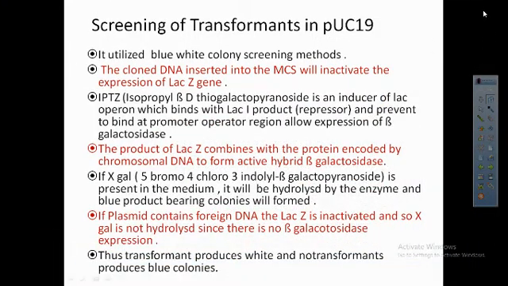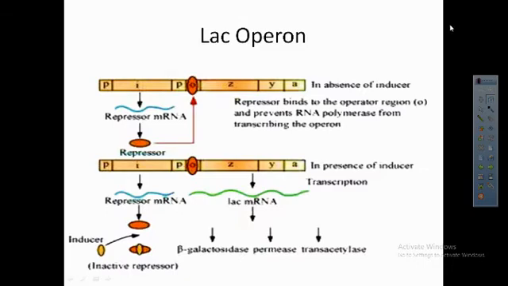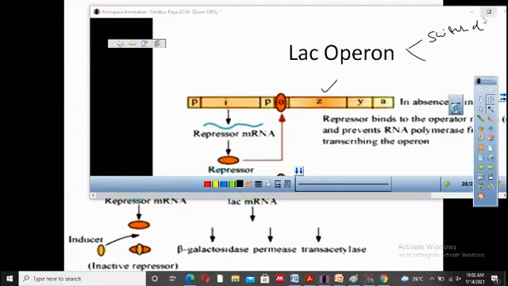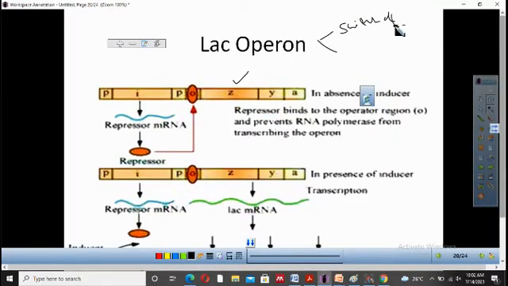Before that, we must understand what the lac operon is. The lac operon is a cluster of genes which includes the lacI gene and the three structural genes Z, Y, A. Here I am only dealing with the lacZ gene. This lac operon has two modes: either it will be switched off or it will be switched on.